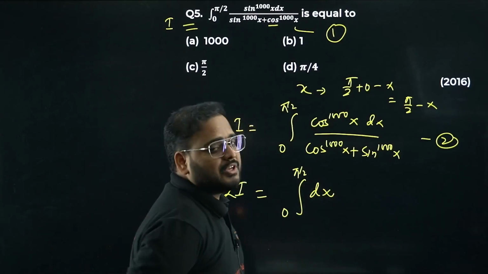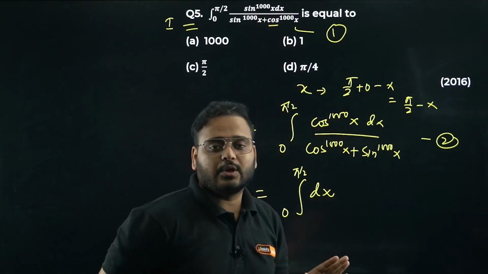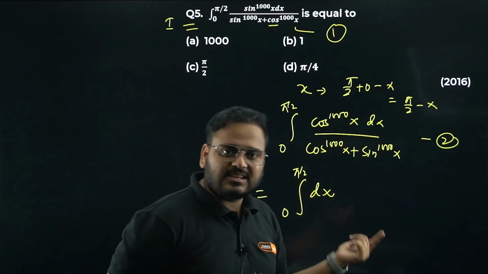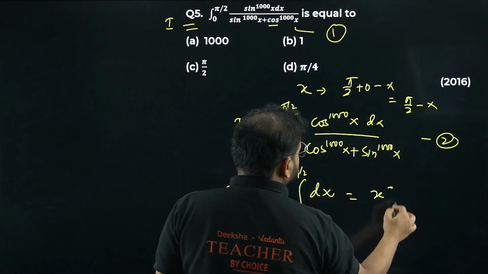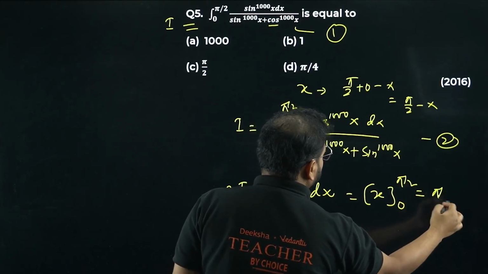How come, sir? Please check, you'll have cos power 1000 and sine power 1000 in the numerator. What's the denominator, sir? Cos power 1000, sine power 1000, which will get cancelled, okay? You'll have only dx left. So integrate this, you'll have x from 0 to pi by 2. I get the answer as pi by 2.